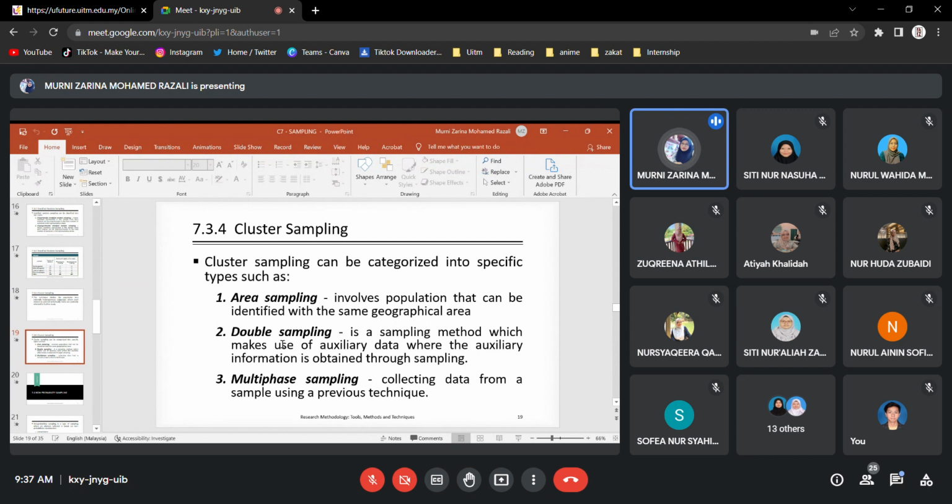Okay, and then double sampling. Okay, under double sampling, this is a sampling method which make use of auxiliary data where the auxiliary information is obtained through sample. Macam auxiliary ni benda maksudnya ni you all.